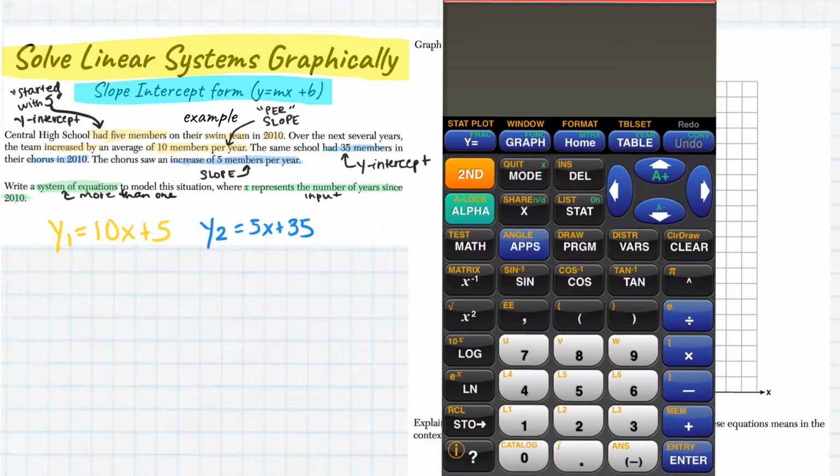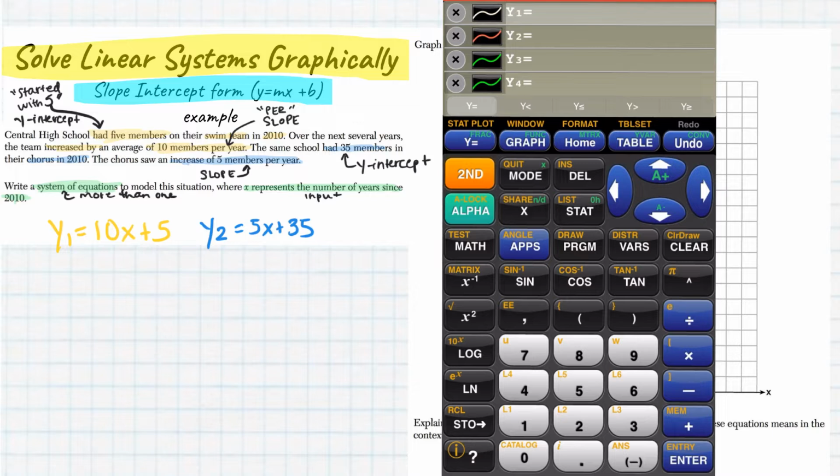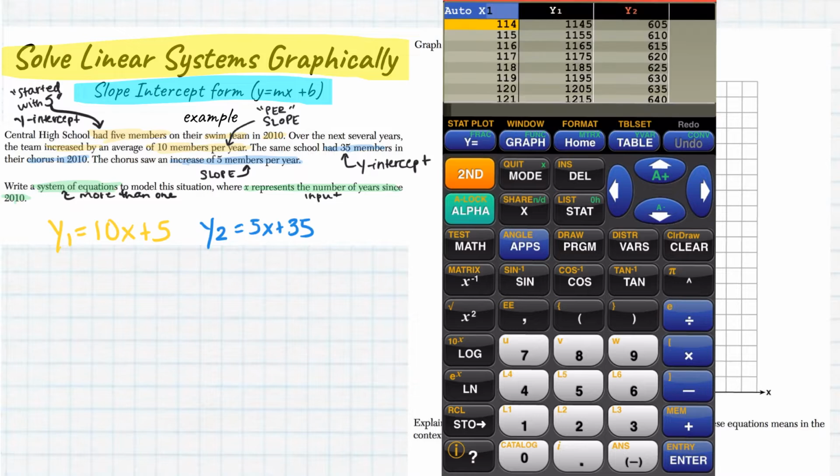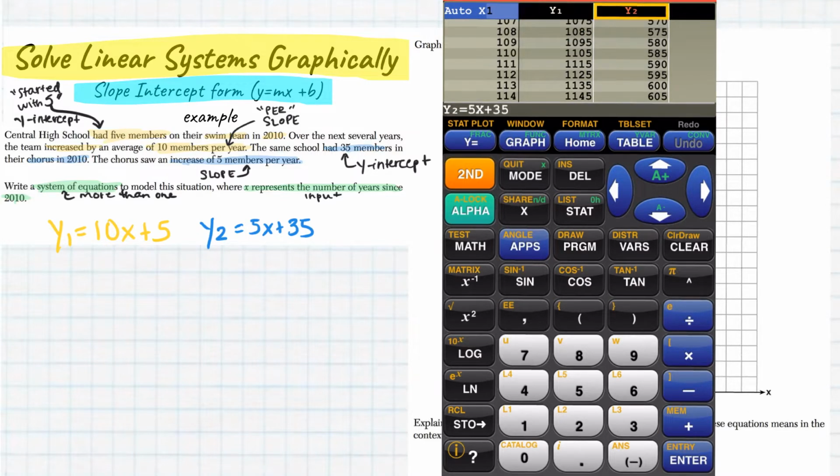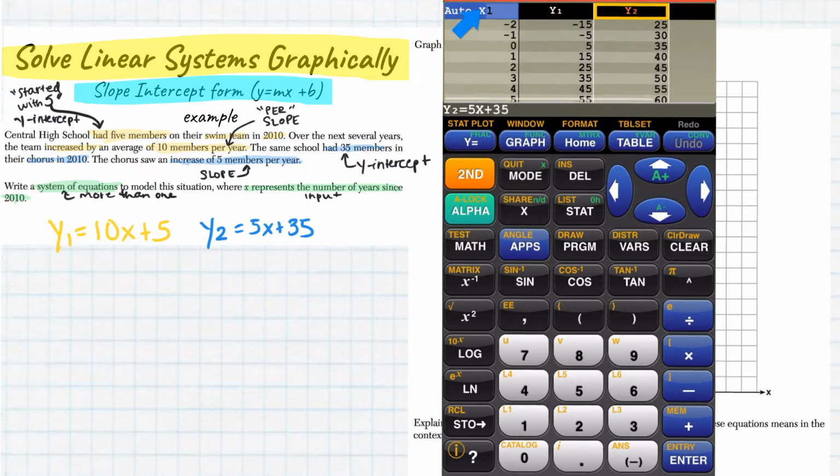So I'm going to go to the y equals button, and I'm going to type in that first model we did. So that was 10 members per year, starting with 5 members, and then the choir was 5 members per year, starting with 35 members. And now I'm going to go to table, and I want to make sure that my table starts at 0, because year 0, that's where they start in 2010. So that's 5 and 35. You can see that the y represents the number of members. The x represents the amount of years.